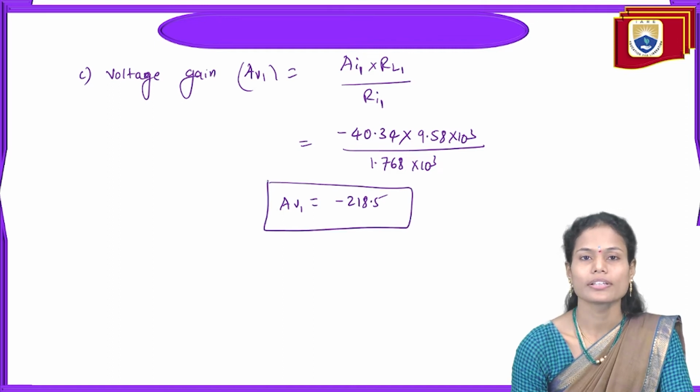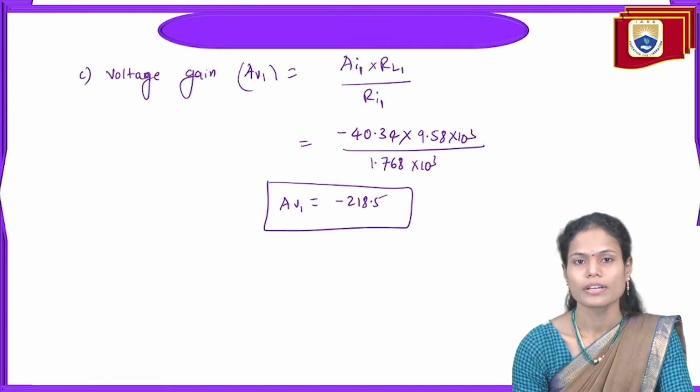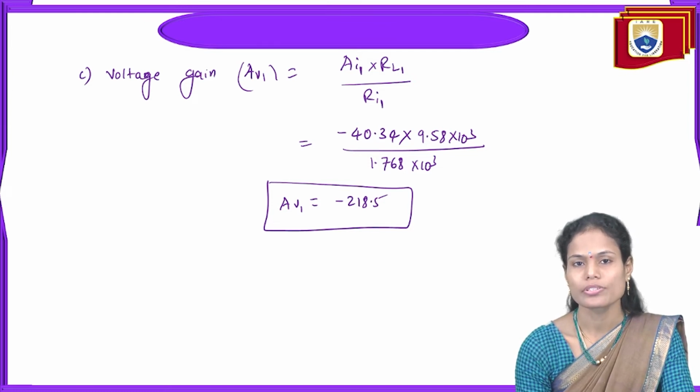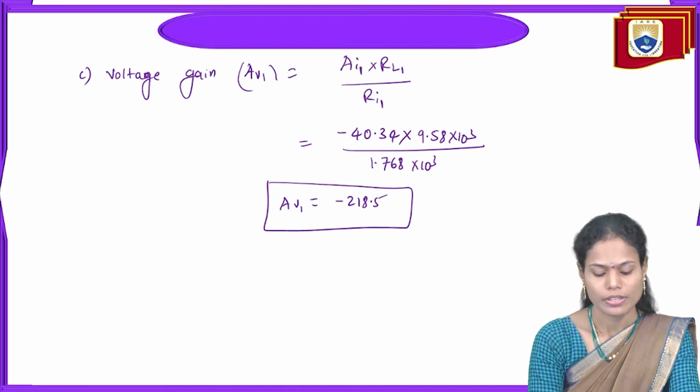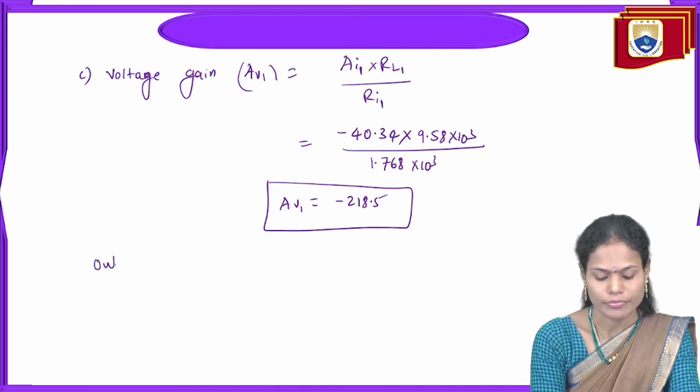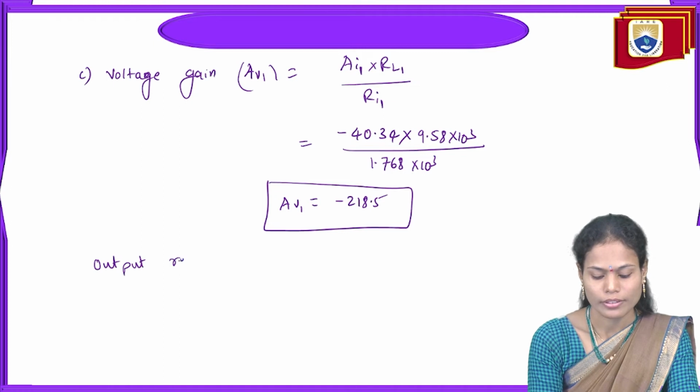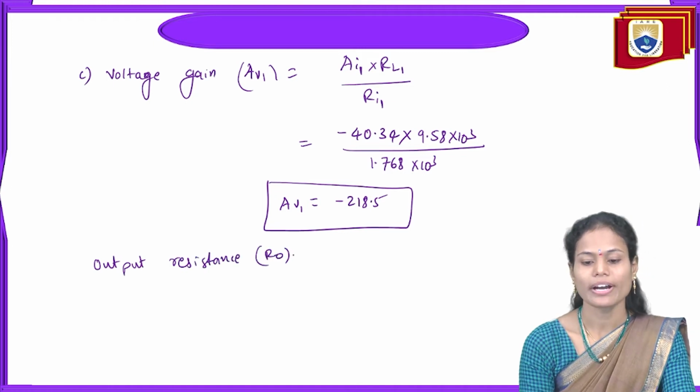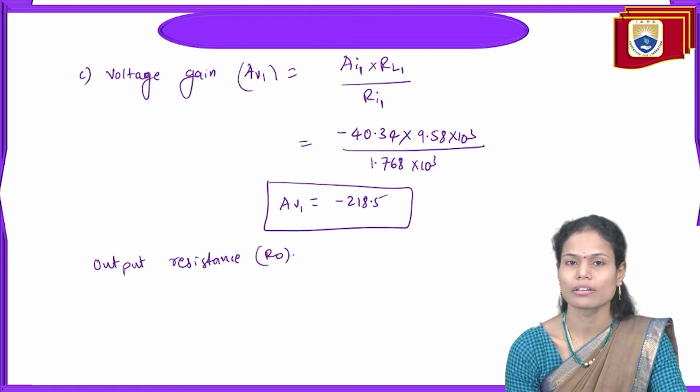So we have calculated all the parameters for the first stage as well as the second stage. Then we need to calculate the output resistance for the two stages. For that I am taking the output resistance R0. To find the output resistance R0 we cannot calculate directly.